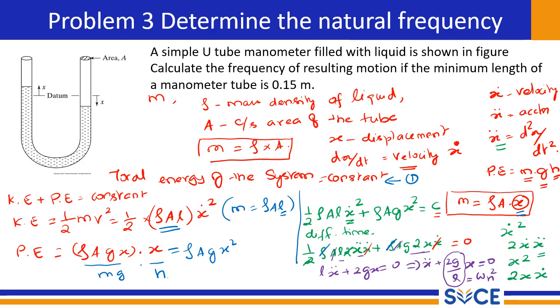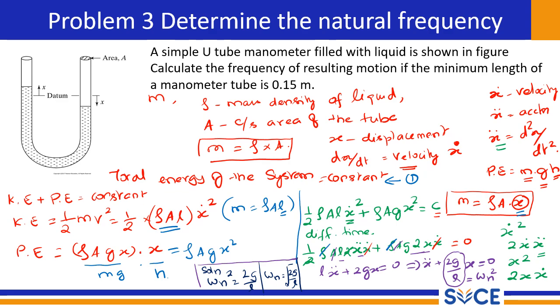So what is the solution? The solution is omega n square equal to 2g by L, otherwise omega n equal to root of 2g by L. So with this, we are able to determine the natural frequency for this problem.